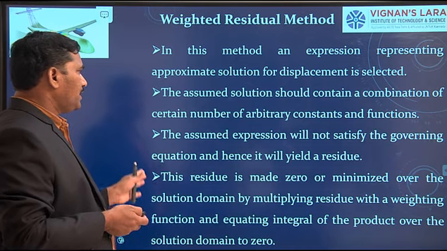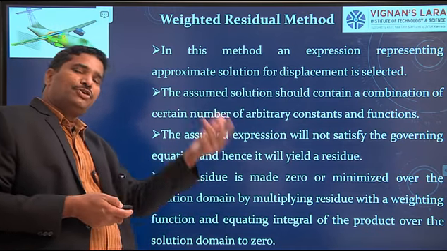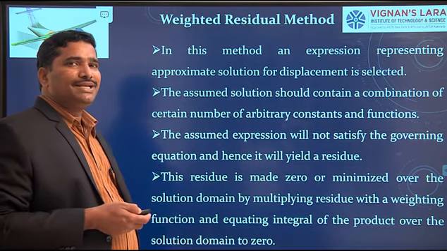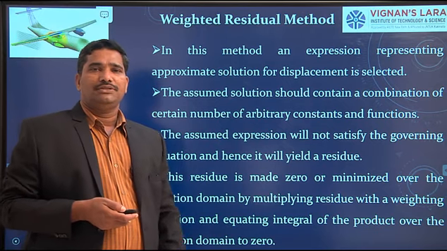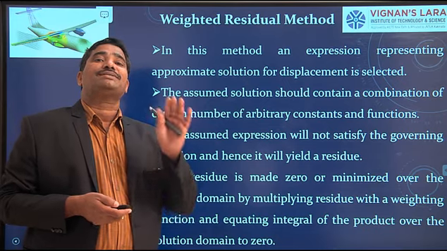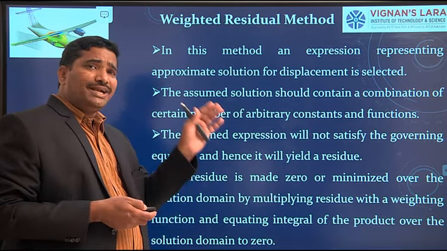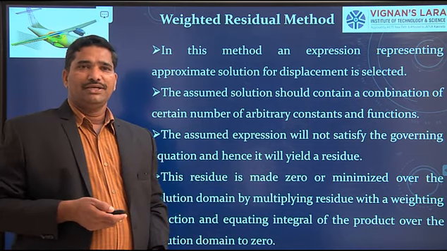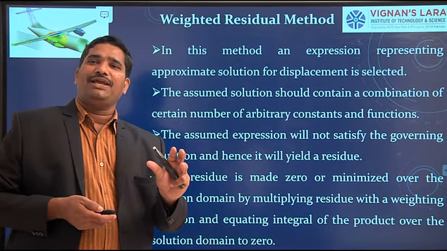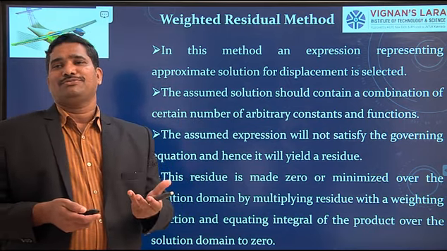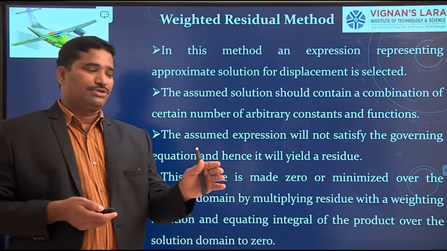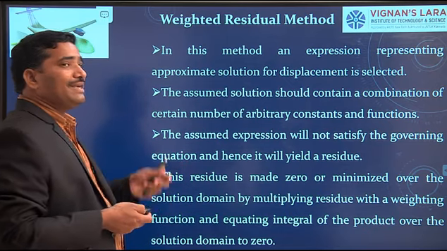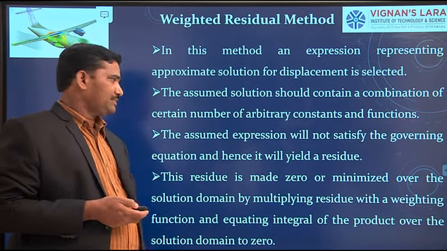Once you choose the admissible function and substitute it in the governing differential equation, it results in a residue. The governing differential equation is not fully satisfied because the weighted residual method gives you an approximate solution, not an exact solution. If it satisfied the equation fully, then you would get the residue 0. But it gives an approximate solution, not an exact one. That is the reason why, when you satisfy the governing equation, it results in a residue error.